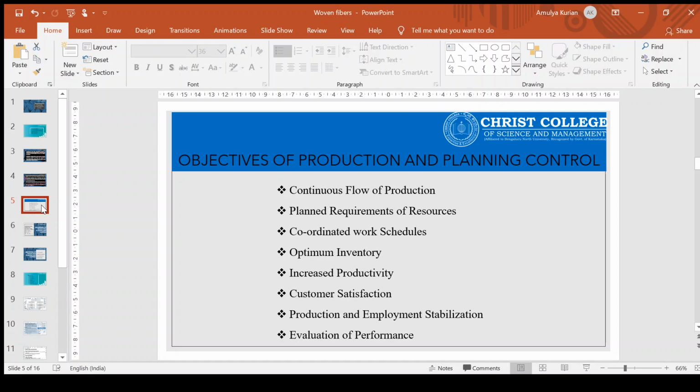Second one is planned requirement of resources. It ensures the availability of the inputs. Which are the inputs which go to your production?